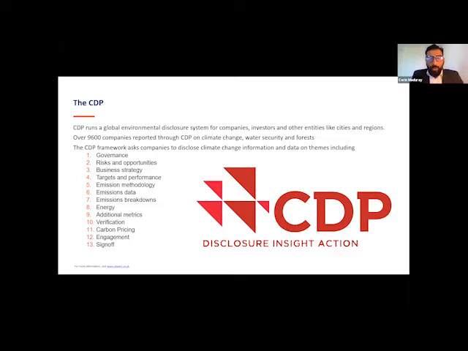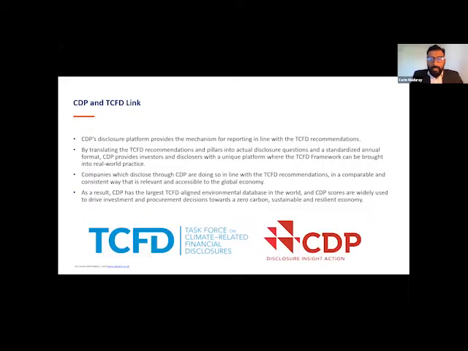luckily there is significant overlap between the CDP framework and the TCFD recommendations. And this is something that CDP themselves recognize, that there is a strong link between the two. So companies which disclose through CDP are doing so broadly in line with the TCFD recommendations. Both CDP and TCFD will help investors and companies make climate-smart investment decisions. CDP and TCFD are both meant to be more than reporting frameworks or guides for disclosure. They are meant to be used as tools for companies and management to guide them in thinking about how to manage and integrate climate risk into their business.